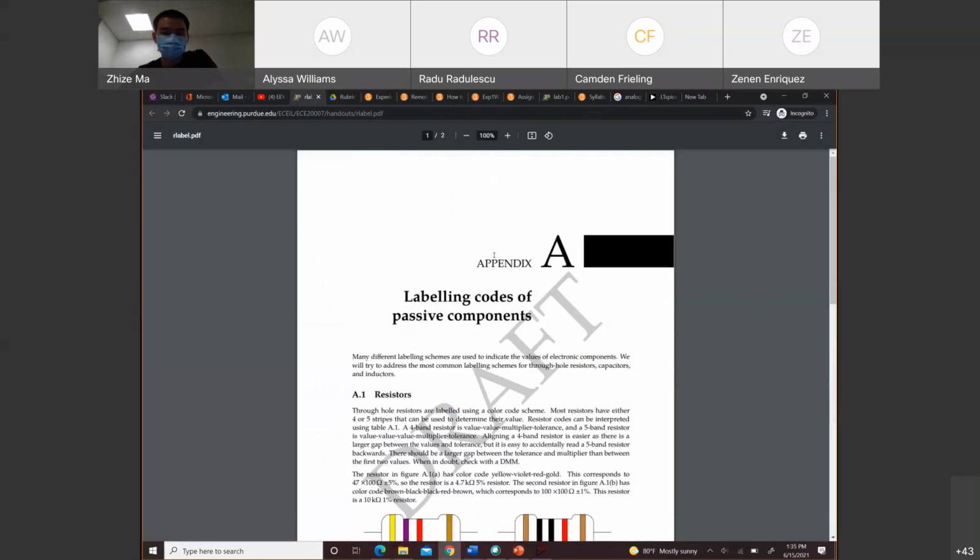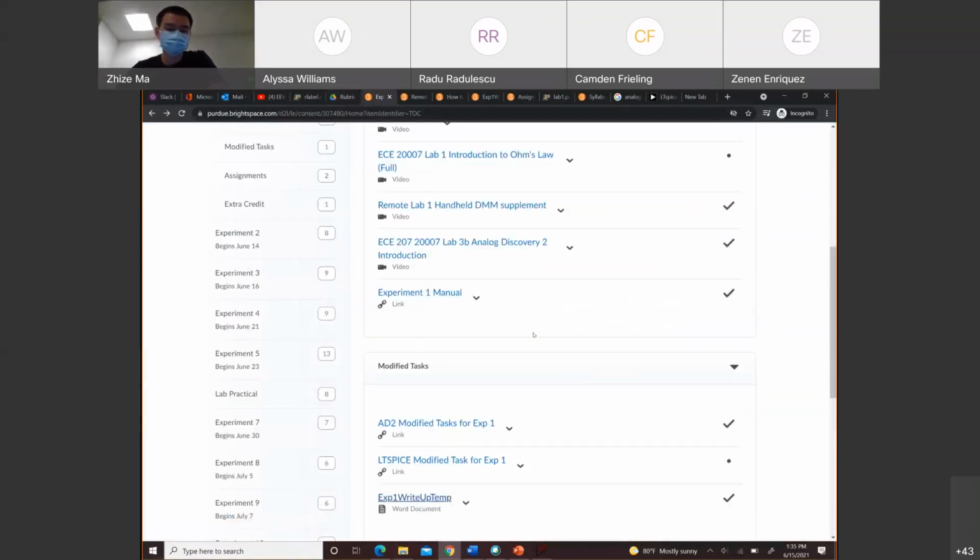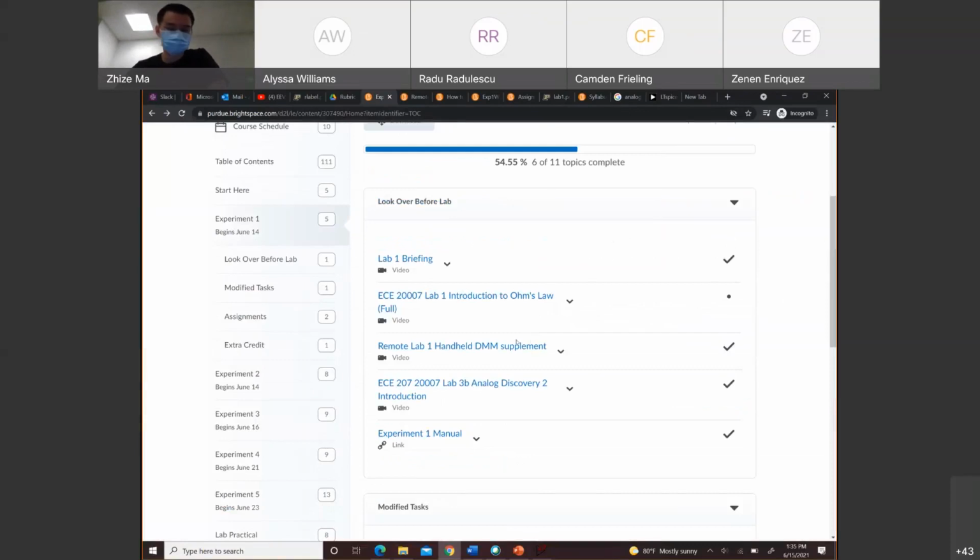So read through this document to know how to check the resistor value according to its color. I think that's all the things you need to watch through before you do the experiment.